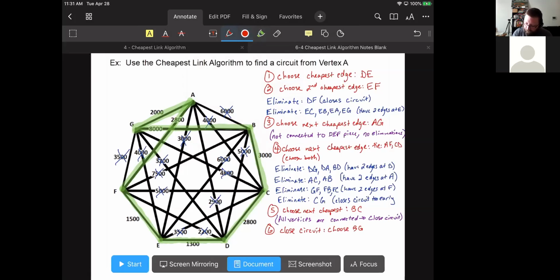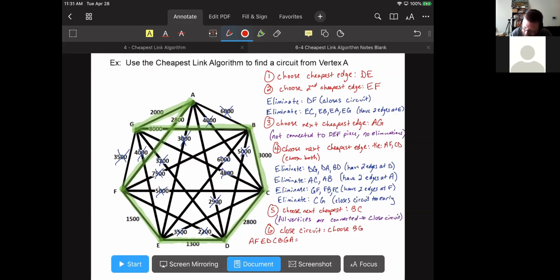Now we were told to write it as if it started at vertex A. So our answer would be A, and then we just follow the highlighted path. It doesn't matter which one. BC, no it does not break a rule because it only had one edge at C. We start at A and we follow our path: A, F, E, D, C, B, G, A.